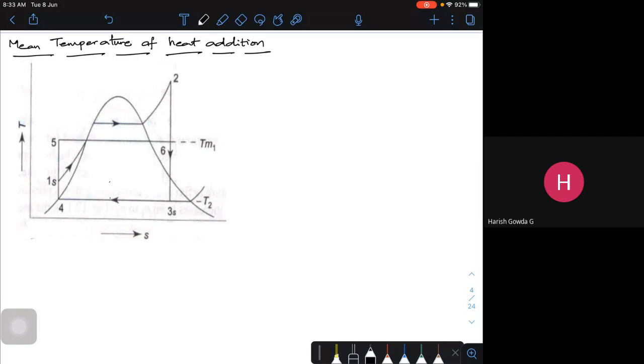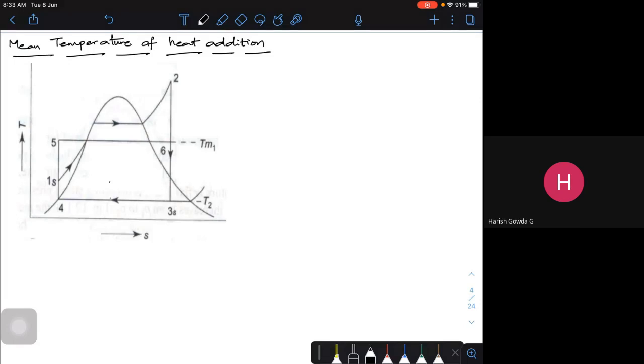So, yesterday we looked into the expression for the thermal efficiency for a Rankine cycle, and moving further, we have certain things which we have to check. How we can compare the given Rankine cycle with respect to a Carnot cycle. Now I have put a TS diagram.